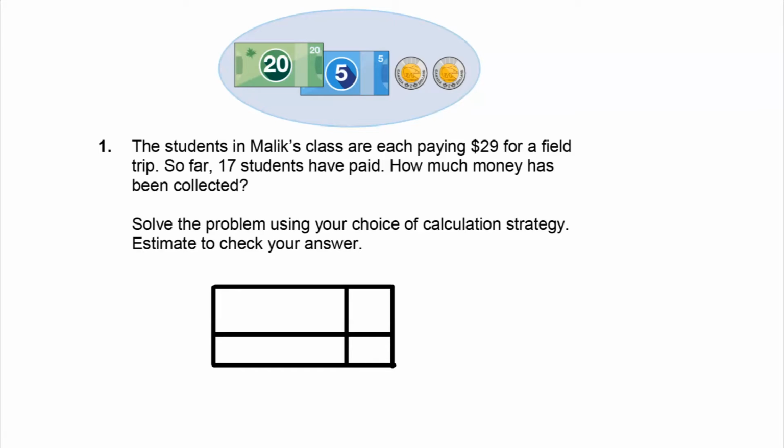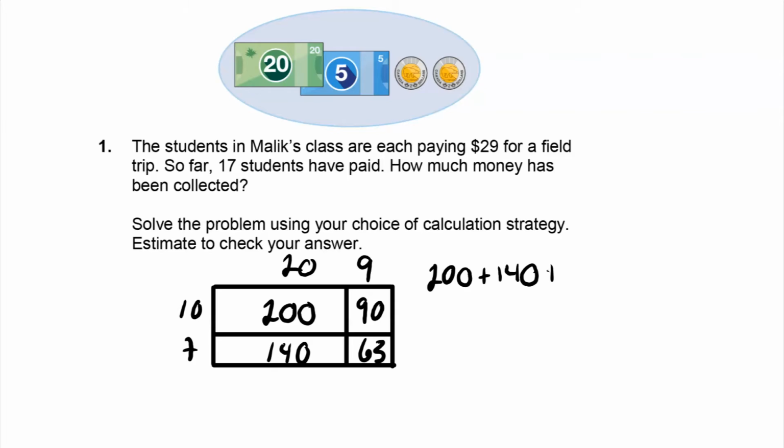So for this example, we've got a model, and we say we've got 20 and 9. We've broken up the $29 that each of them is paying. And then there are 17 students, so that's 10 and 7. We can multiply that out. 10 times 20 is 200, 10 times 9 is 90, 7 times 20 is 140, and 7 times 9 is 63. So the area is 200 plus 140 plus 90 plus 63. So 200 plus 140 is 340, 430, 493. So $493 has been collected.